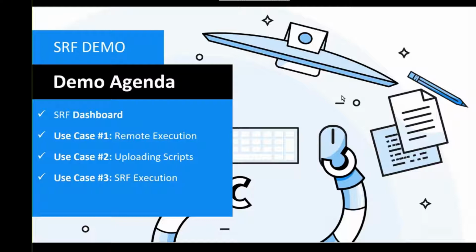After that, we'll have use case number 3, StormRunner Functional, where we'll be able to execute those tests in the cloud versus doing a remote execution. And then we'll dig into the advanced analysis. So with that, all that's left is to hop into the environment.